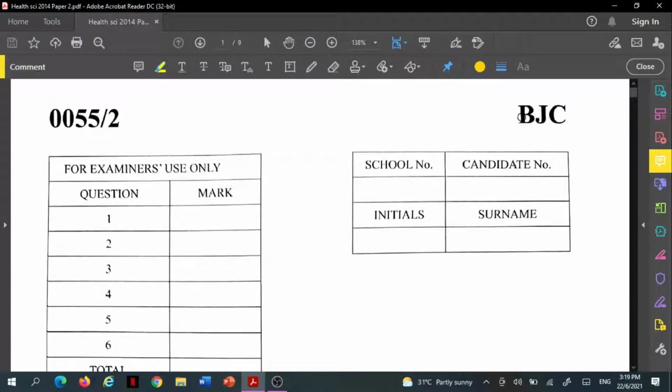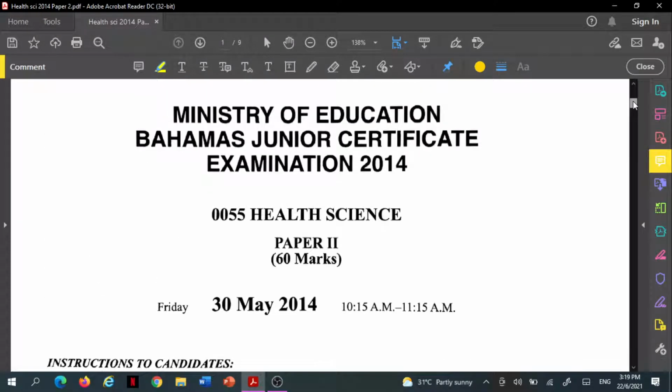Welcome back to another BJC past paper review. Today we're going to review another health science paper. And so we're doing health science, and this is a paper 2 from the year 2014.